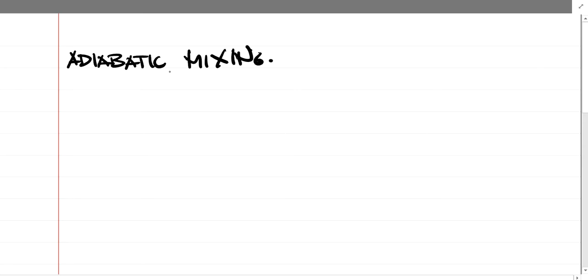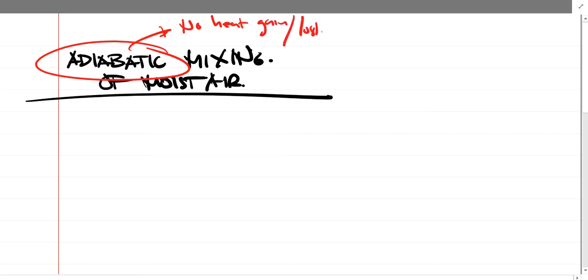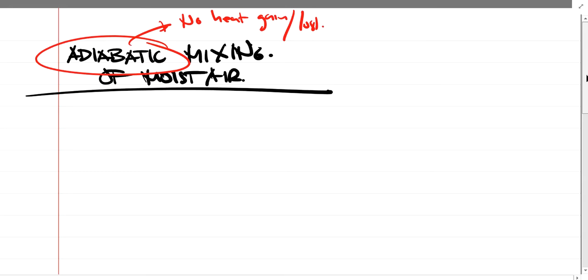Okay, so now let's talk about another common process in air conditioning, which is called adiabatic mixing of moist air. When I say adiabatic, it simply means that no heat is lost or gained. This is one of the common processes in air conditioning.